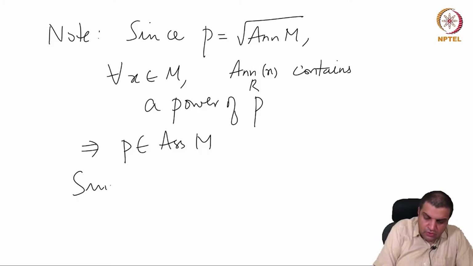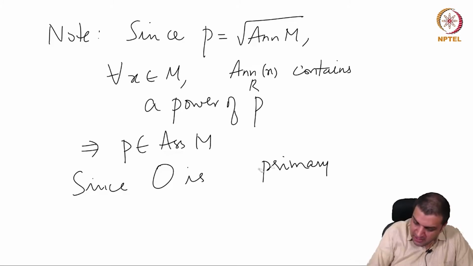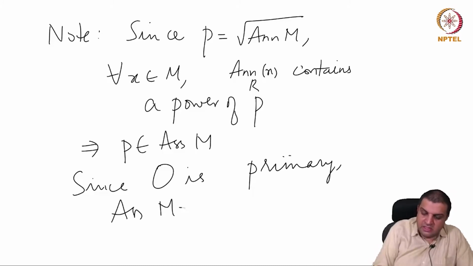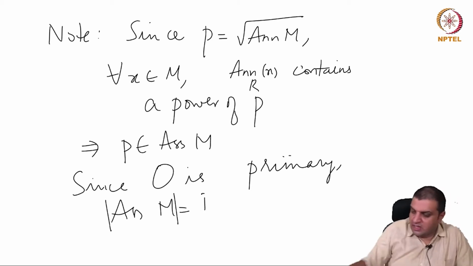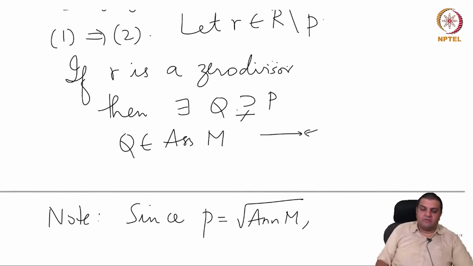However, since 0 is P-primary, associated primes of M is a singleton set. But P is already there, and that is the contradiction here. You cannot have a Q different from P which is associated to M.